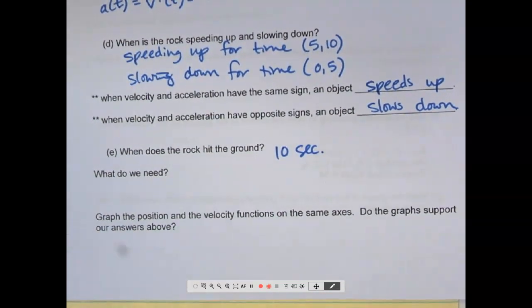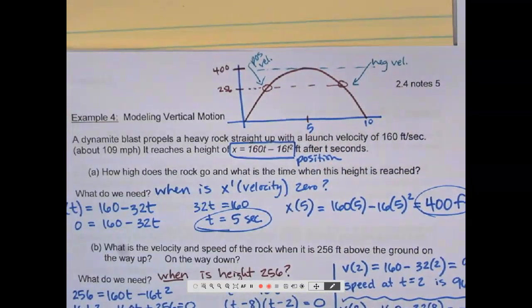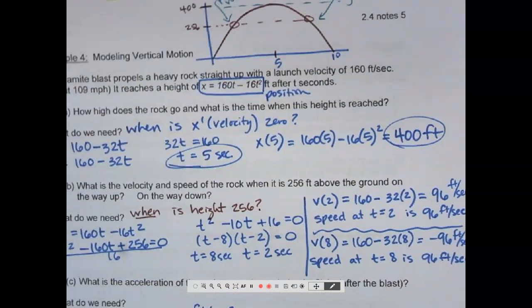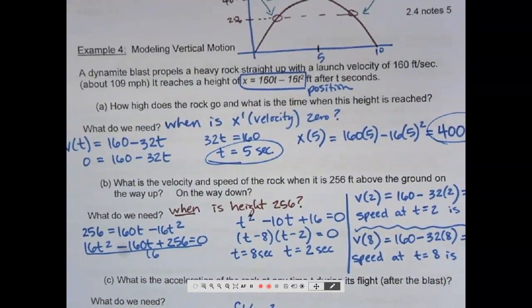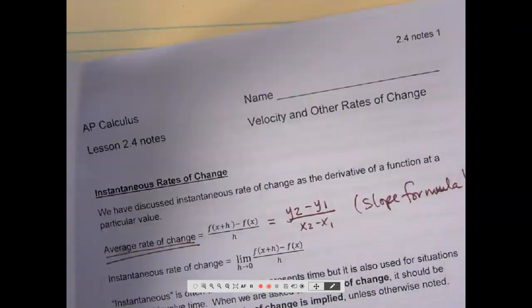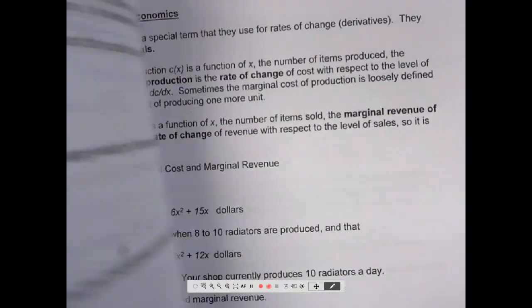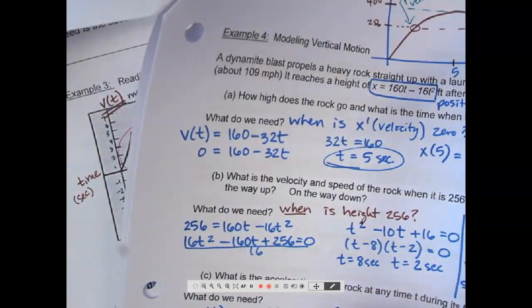Graph the position and the velocity functions on the same axes. Do the graphs support your answers above? We kind of already sketched the velocity, but we can do this. Let me see how much we have left. I'm not going to do this on the calculator because I'm going to try to get through this next one so that we can do something cool on the calculator. So we could do that on the calculator.